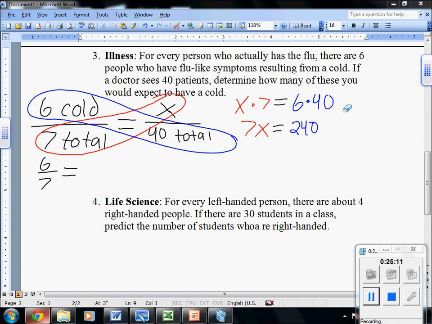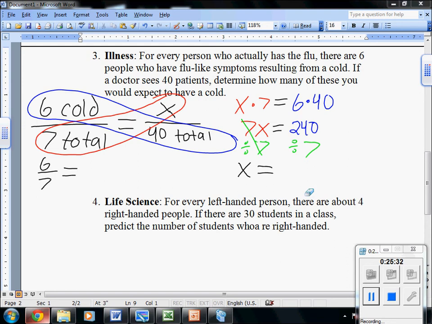Now, to answer this, your job is to divide both sides by 7 to get x by itself. We have a video talking about the cross product property if you need more help with this. I wrote divided by x. That makes no sense. We are moving 7, not the x. So divide by 7, they cancel on the left. So we're left with x equals, now let's see.